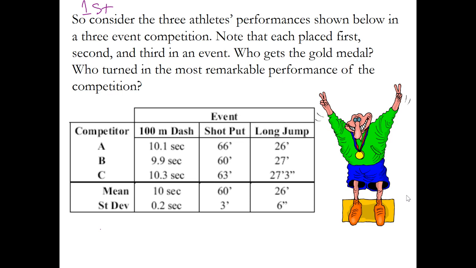If I look here at competitor A, in the 100-meter dash, they ran it in 10.1 seconds. Shot put, they threw it 66 feet. Long jump, they jumped 26 feet. Competitor B, he ran the 100-meter dash in 9.9, threw the shot put 60 feet, did this 27-foot long jump. Competitor C, 10.3 second 100-meter dash, a 63-foot throw on the shot put, and long jump, they jumped 27 foot 3 inches. And then I have the mean and the standard deviation for each event.